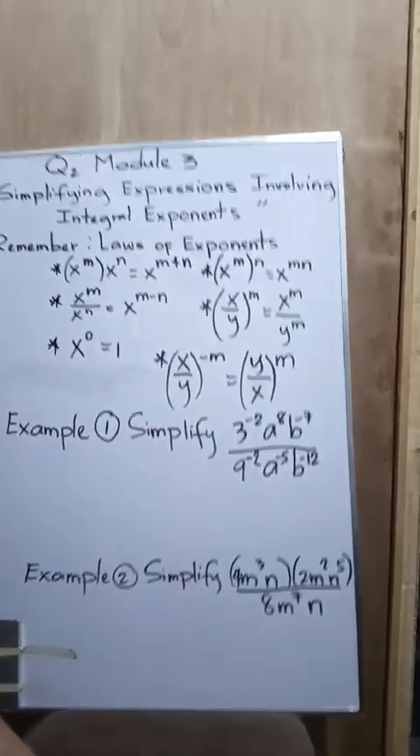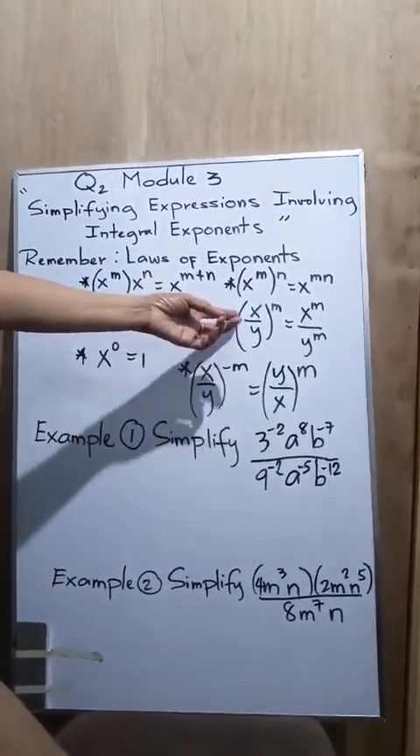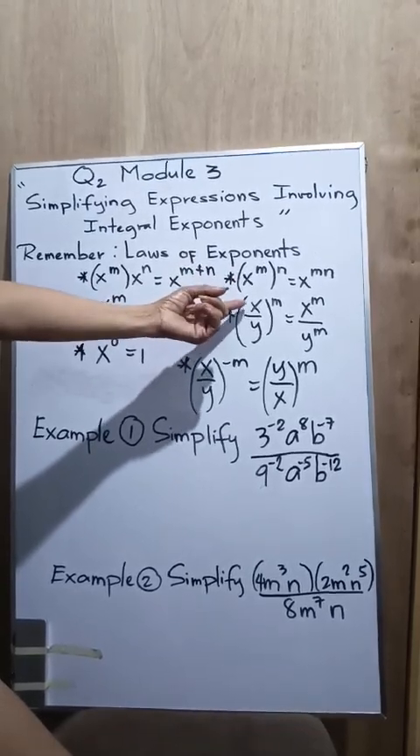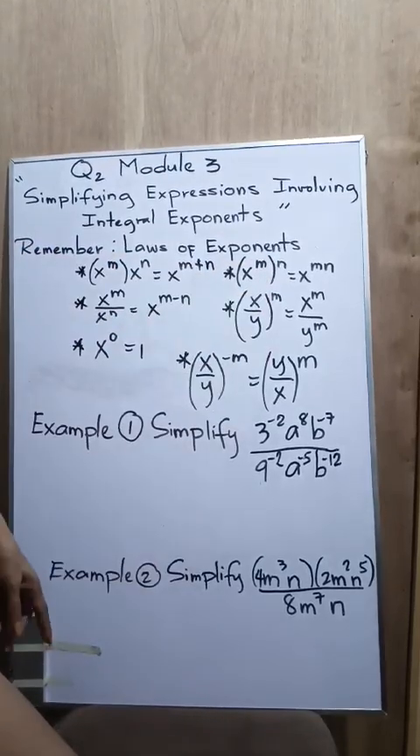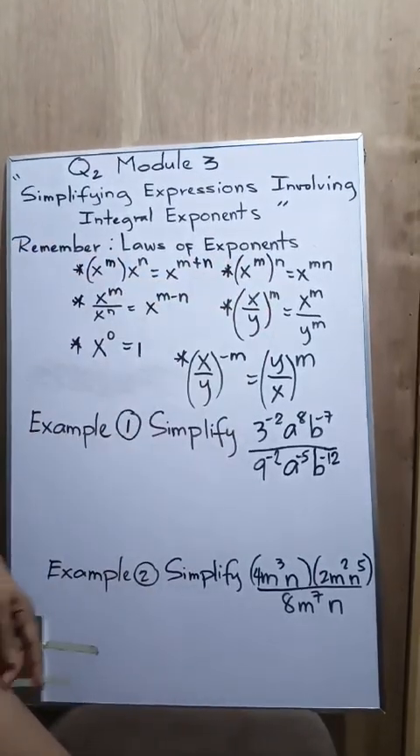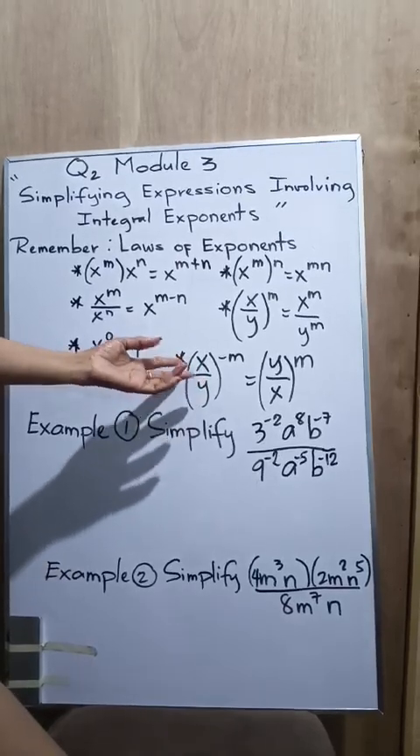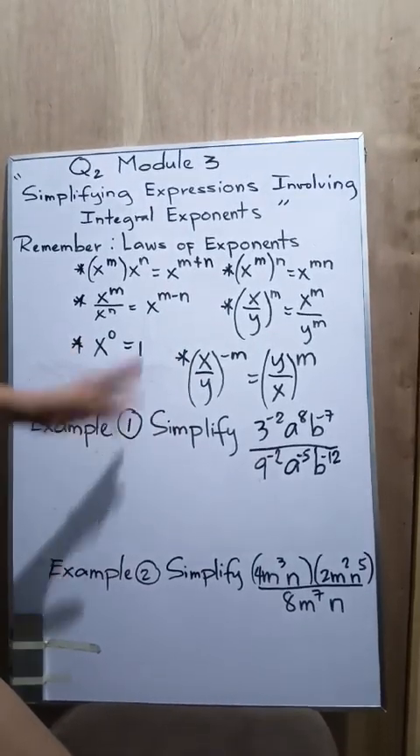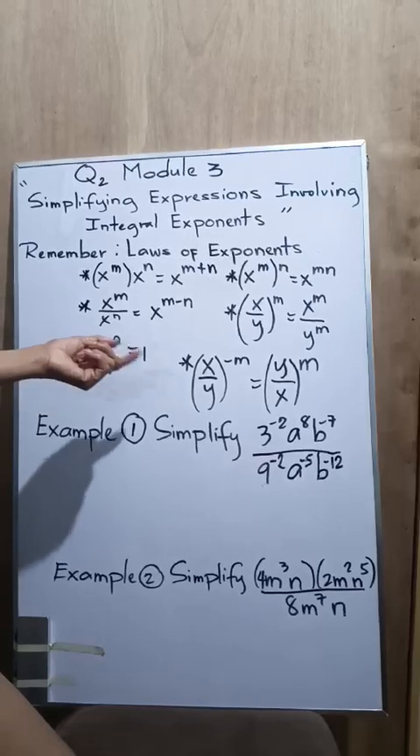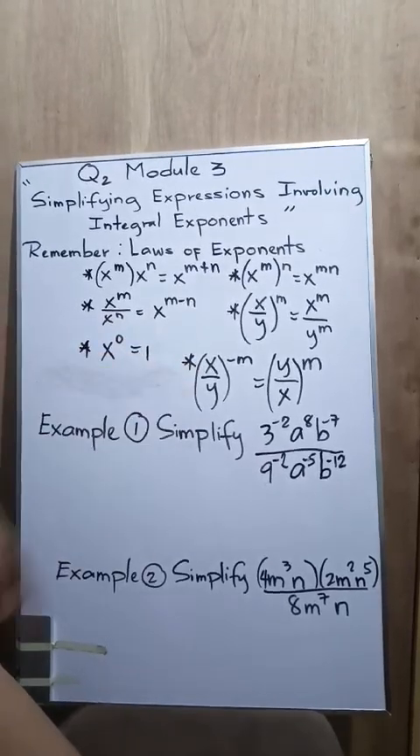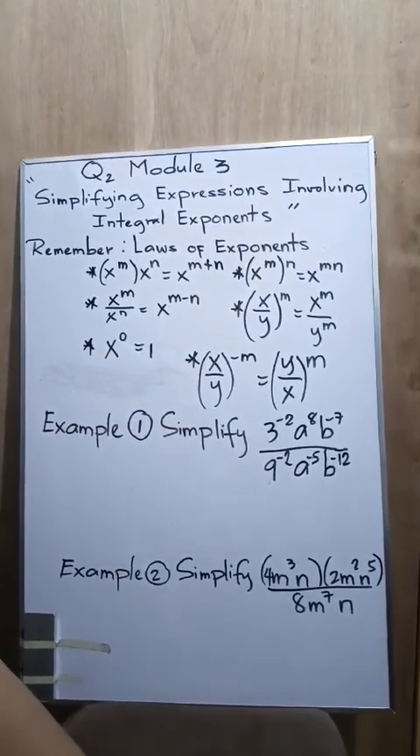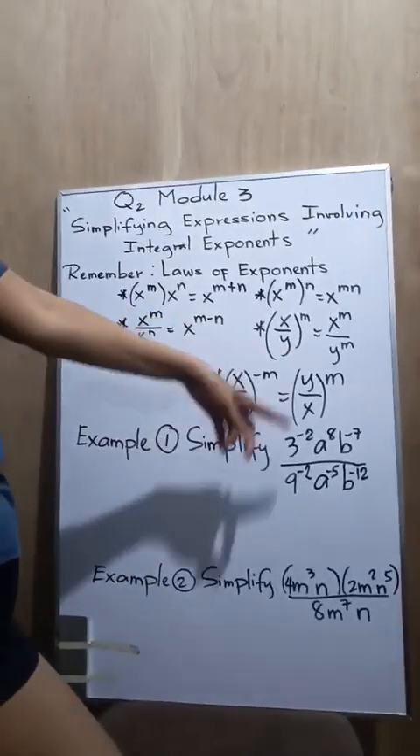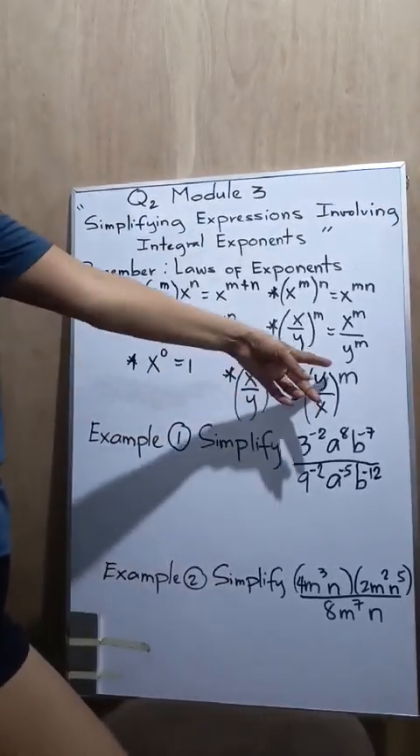And this is what we call the power of a quotient. So all you have to do is just manipulate by simply getting the exponent of x, x to the power of n, over y to the power of n. And same thing here, this is what we call the negative exponent. So make sure there is no negative exponent. You have to simplify by getting the reciprocal of x over y. Instead of x over y, you have to interchange. You get the reciprocal, that will become y over x. So the negative becomes positive.